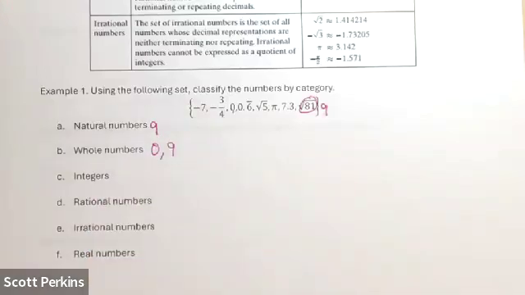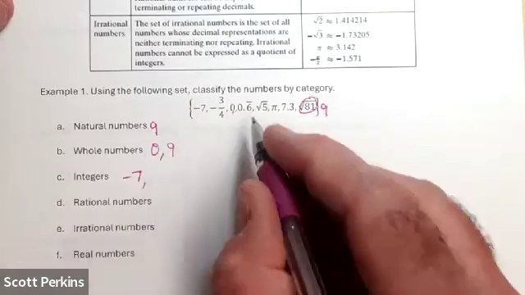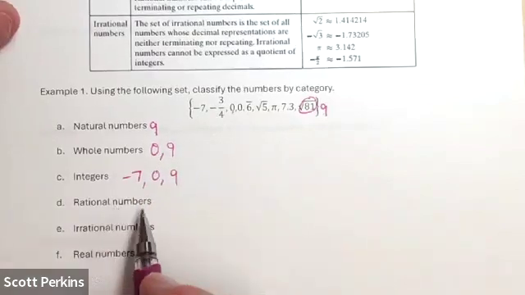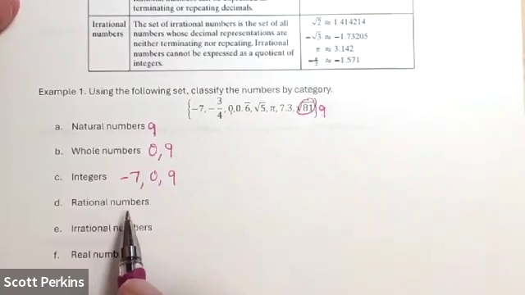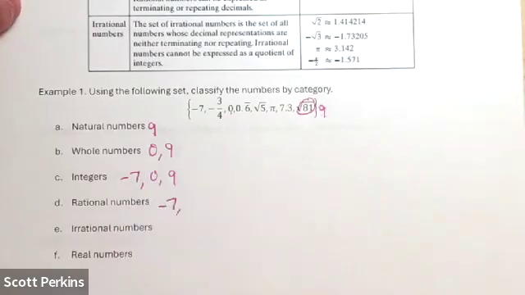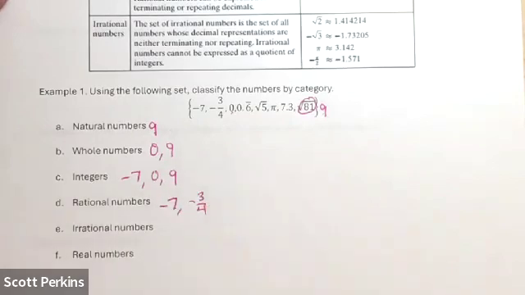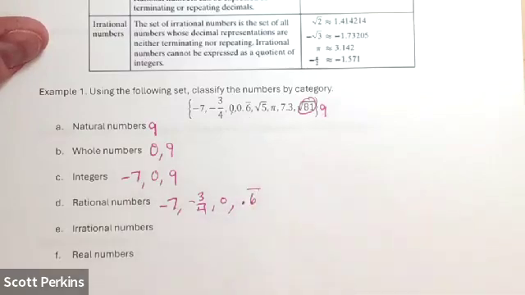Integers are the whole numbers and also the negatives. So I've got a -7, I've got 0, and I've got 9. Rational numbers are anything that can be written as a fraction or a decimal that repeats or terminates. So -7 is a rational number because I can write it as -7/1. -3/4, that is very clearly a fraction. 0 is a rational number, 0/5. I've got 0.6 repeating. That is a decimal that repeats.